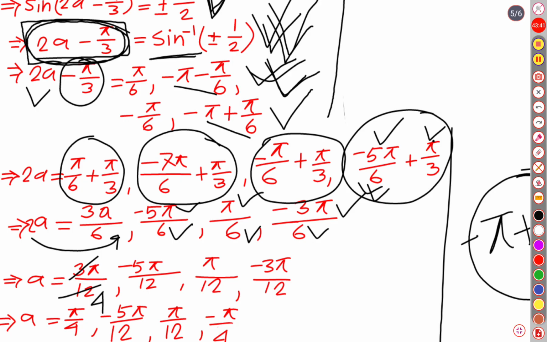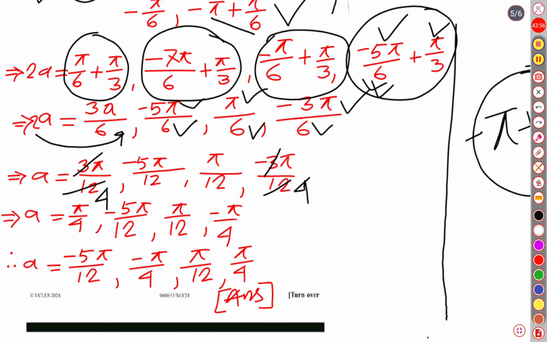Here a cancellation is not possible. Here also there is no necessity of cancellation. And in the fourth one, 3 can cancel out this 12. It is going to be 4. Finally, what have we got? First one is pi over 4. Second one is negative 5 pi over 12. And third one is pi over 12. Fourth one is negative pi over 12.